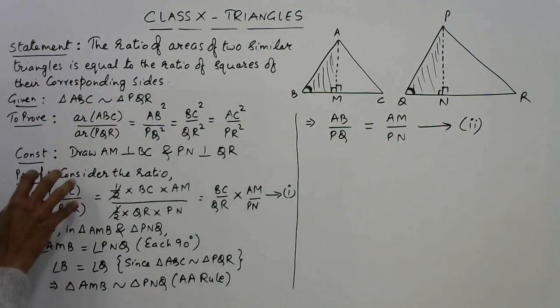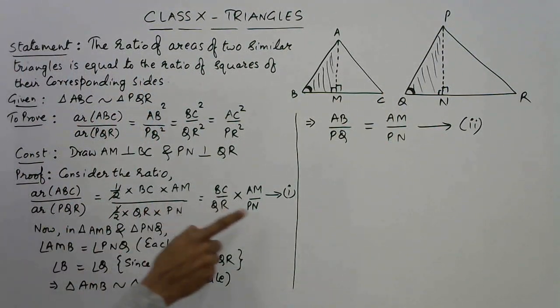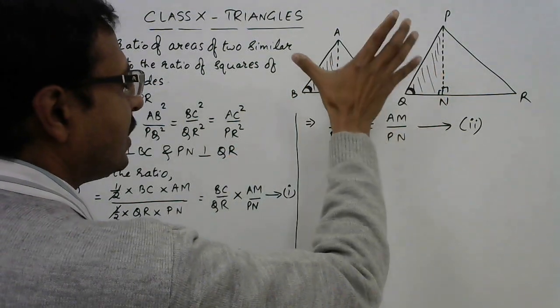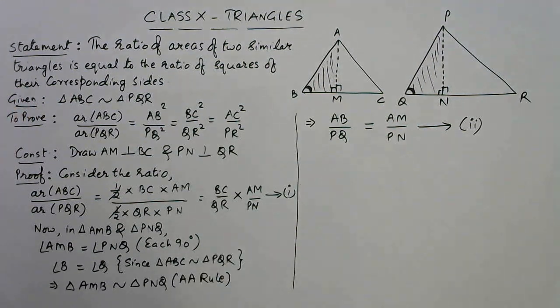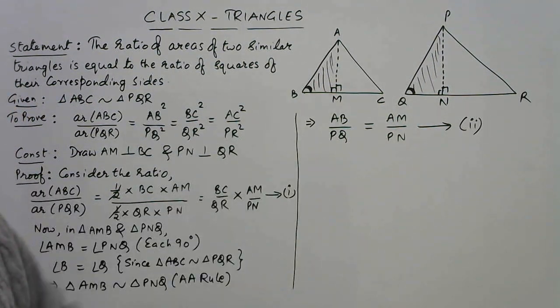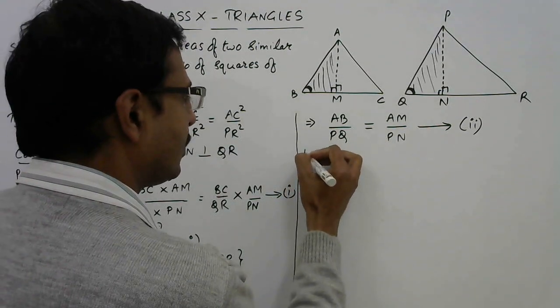So first part was the area of the triangle, ratio of areas. I got one equation. In the second part, I proved the left hand side triangles as similar, and I got the ratio of corresponding sides as equal. This is the second part. Now come to the third equation.